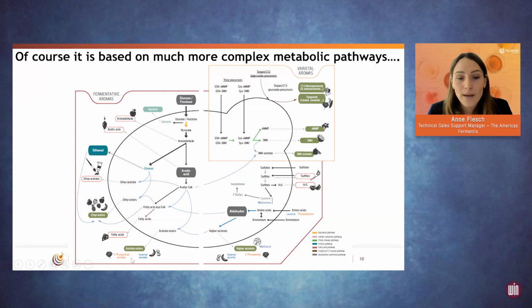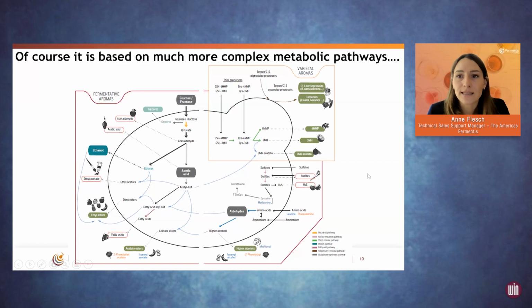esters, acetate esters, higher alcohols that will provide different types of fruitiness. Of course, also negative aromas, volatile acidity, sulfur off notes, things like this. We'll talk a little bit about these too. And we'll also talk a lot about varietal aromas, thiols, terpenes, and how yeast can have an impact there and what to look for when you select a yeast for your wine.